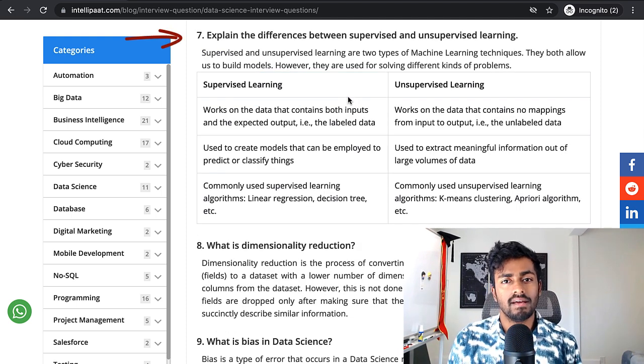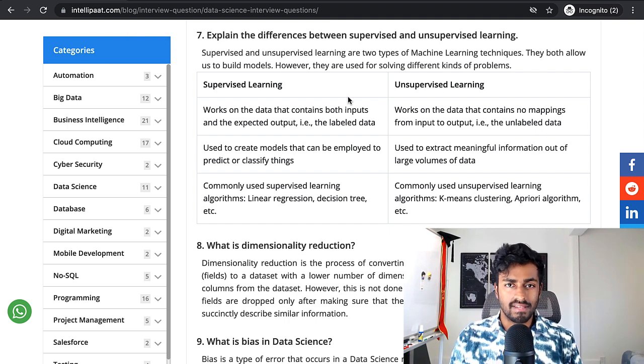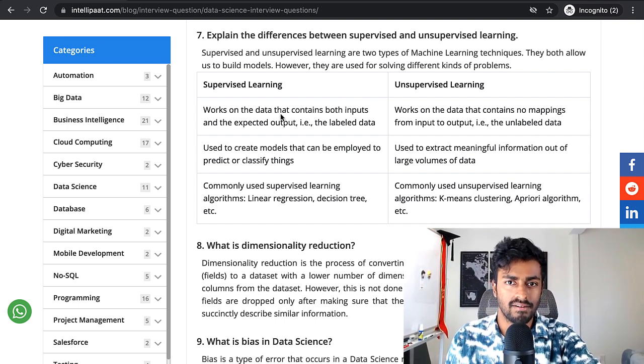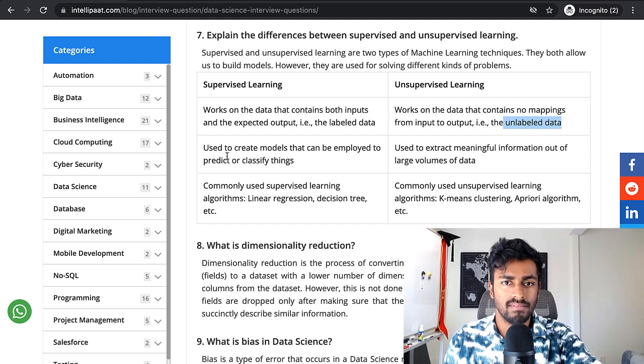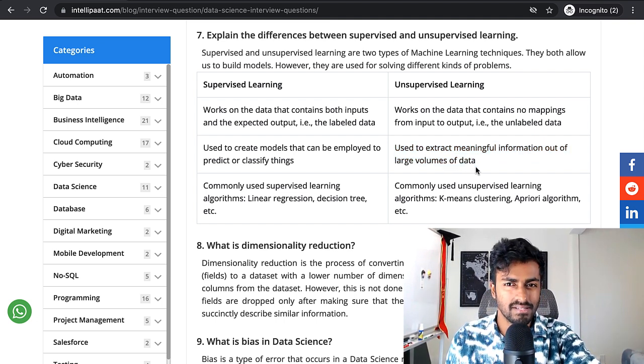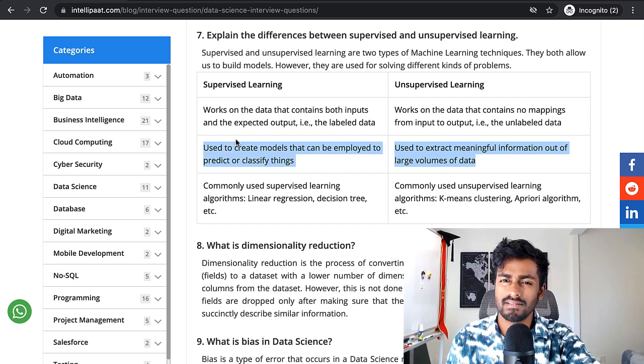Coming to the next question, explain the differences between supervised and unsupervised learning. Now, I like the way that they split this up into a tabular column, and they do provide some relevant points. Supervised learning contains both inputs and the expected output, that is labeled data, whereas unsupervised is unlabeled data. That is true. Then supervised is used to create models that can be employed to predict or classify things. Sure. And unsupervised learning is used to extract meaningful information about large volumes of data. Maybe give some examples there, because these two definitions are a little bit vague. Some practical applications would be pretty useful here.